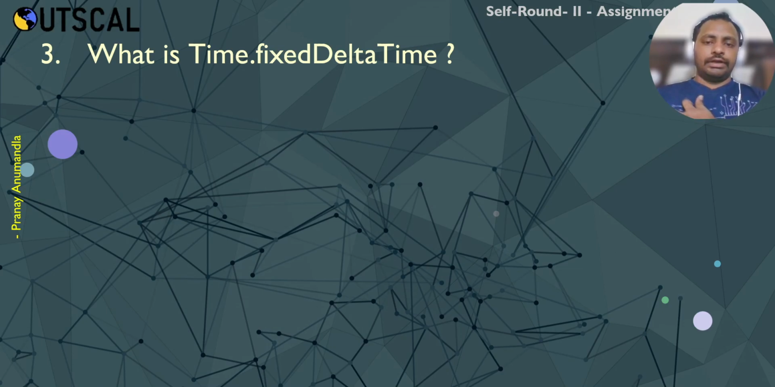Time.fixedDeltaTime. Time.fixedDeltaTime is also a predefined time in the Unity engine, and it is used for physics simulation and physics calculation. It shows how many times the physics simulations will be calculated, that is, how many times it will update physics data in a given time, like in a second.